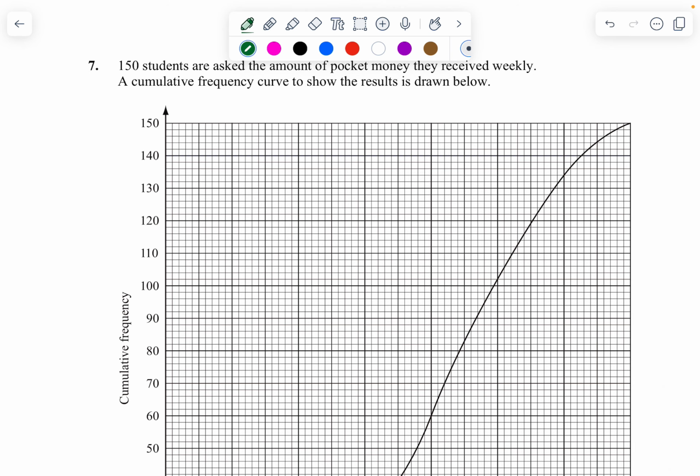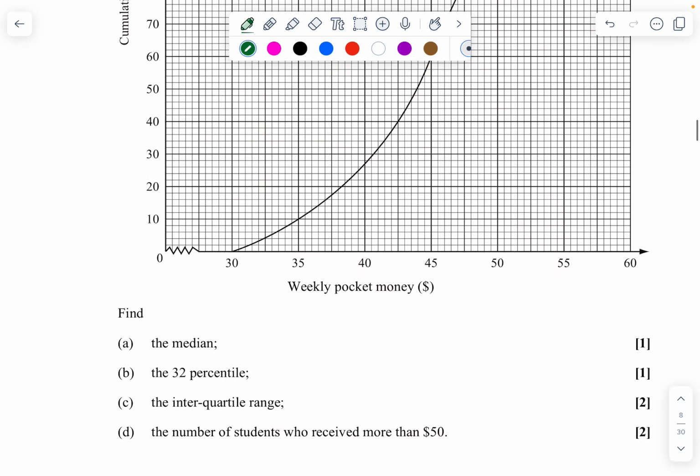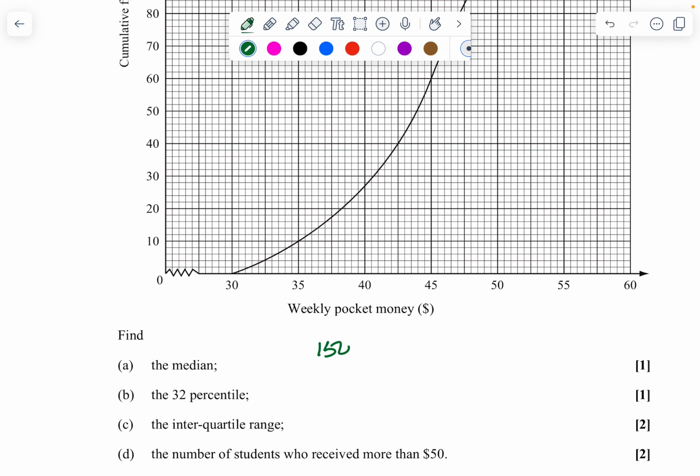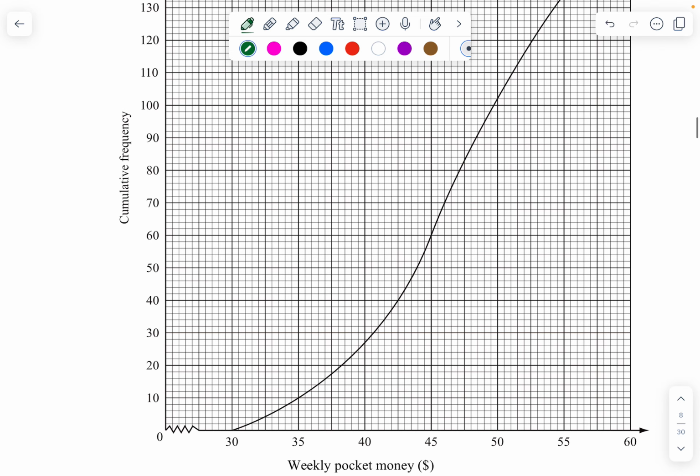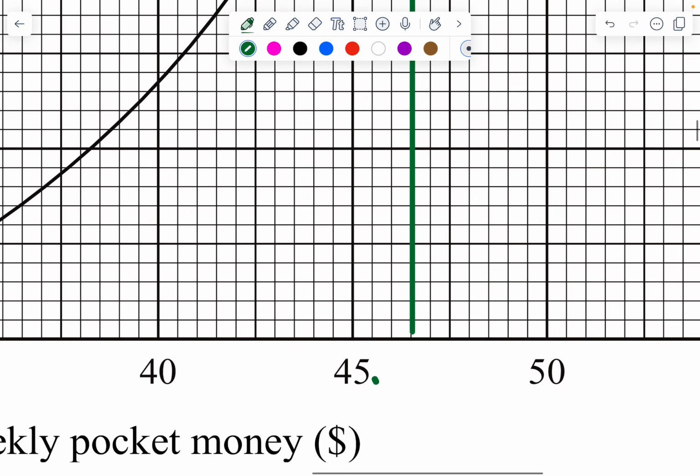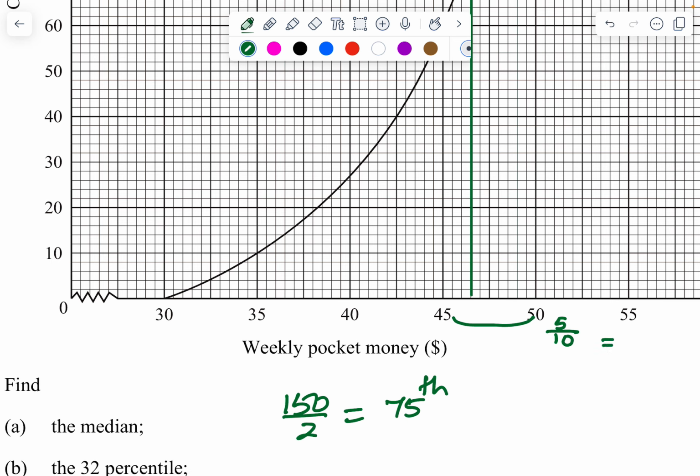150 students are asked the amount of pocket money they receive weekly. The cumulative frequency is given. Find the median. Median is 150 divided by 2, 75. So from the 75th observation, I am going to draw the line, which is in between 70 and 80, then draw the line and drop it down. So we can see that the gap is 5 and it is divided into 10 parts. So each one is going to be 0.5. So this becomes 45.5, 46, 46.5. So the median is going to be nothing but how much? 46.5.